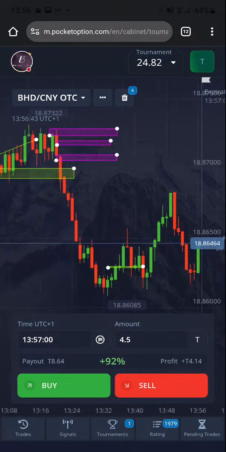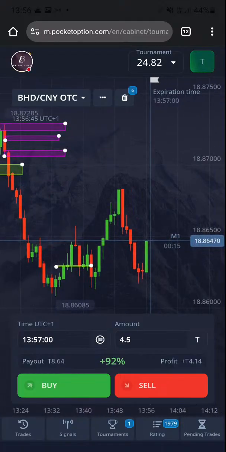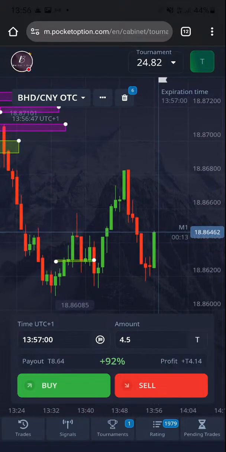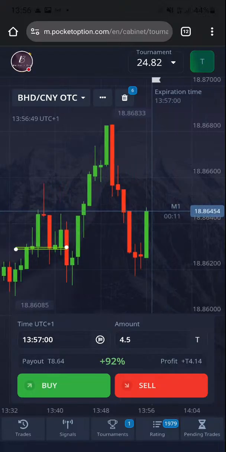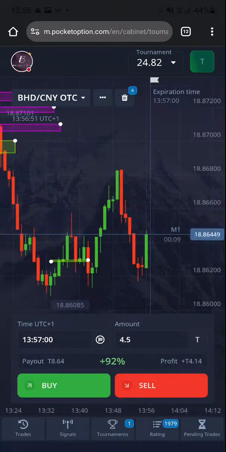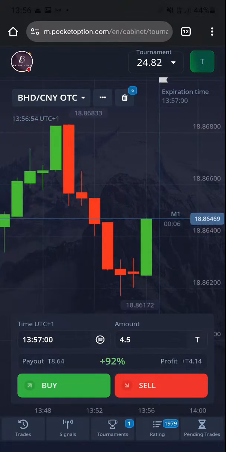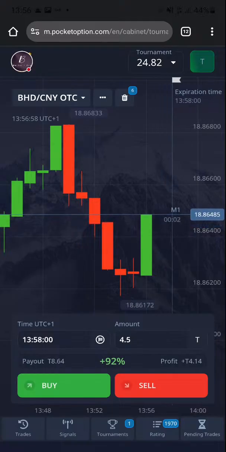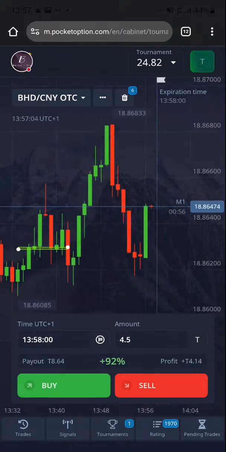Okay, we have a level here. If we have a Marubozu candle close on this level, we can go with the sellers, especially if you have a gap up. If it's not a Marubozu candle, then no, it's not a Marubozu candle. So we may have the buyers coming.